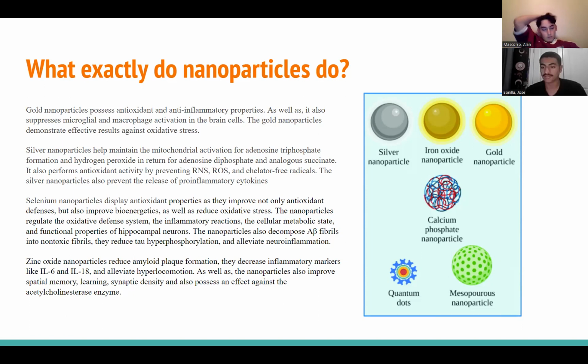And the last one will be zinc oxide nanoparticles. This is a little bit different. It has an anti-inflammatory effect, so it helps against harmful clumps. It reduces signals of inflammation, and it also helps the memory itself in the brain. And you can see this picture here shows the types of nanoparticles, silver nanoparticle, iron, or gold, and there are other examples too.